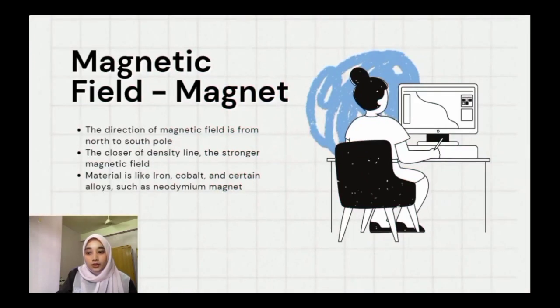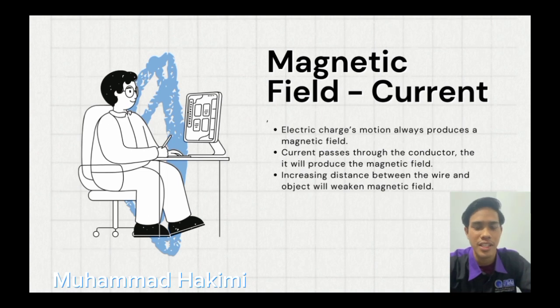Alright, next we talk about the magnet. As we know, the magnet has two poles, which are north pole and south pole. So the direction of the magnetic field is from north to south. The closer the density of the lines, the stronger the magnetic field. And a permanent magnet, as we know, is made from materials like iron, cobalt, and certain alloys such as neodymium magnet.